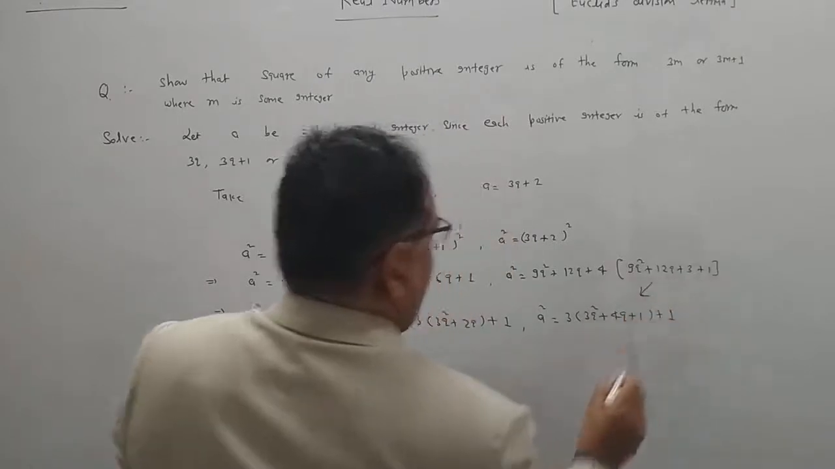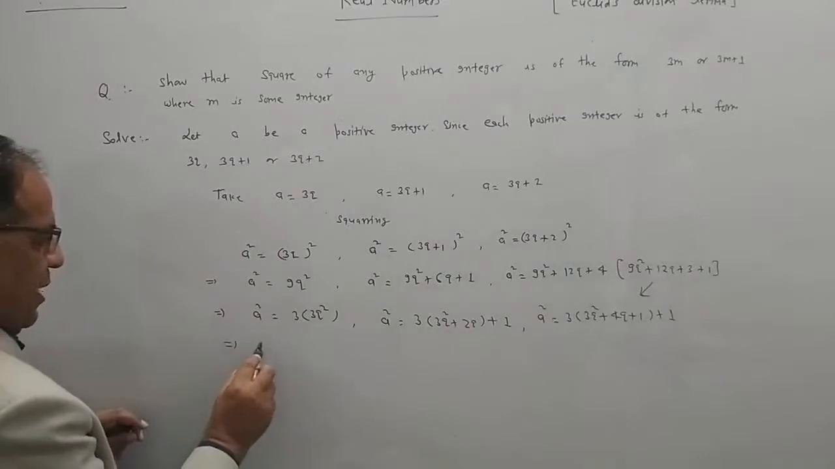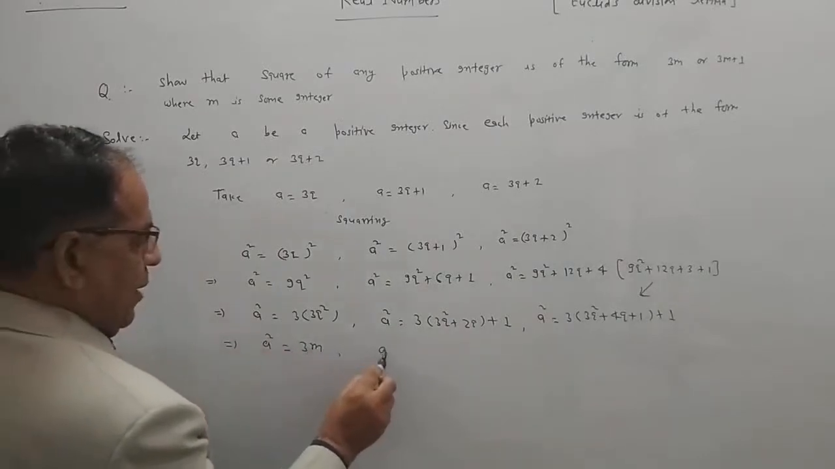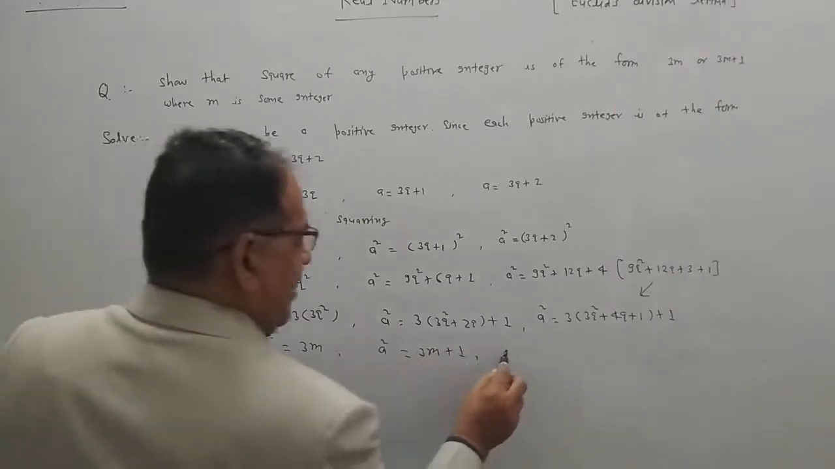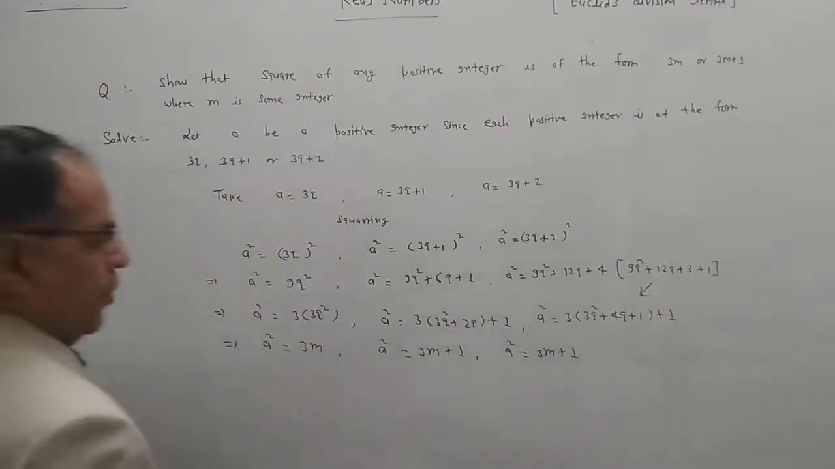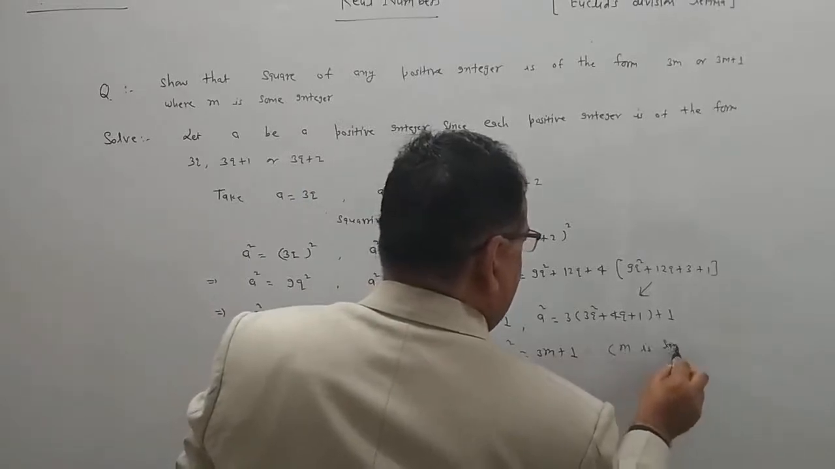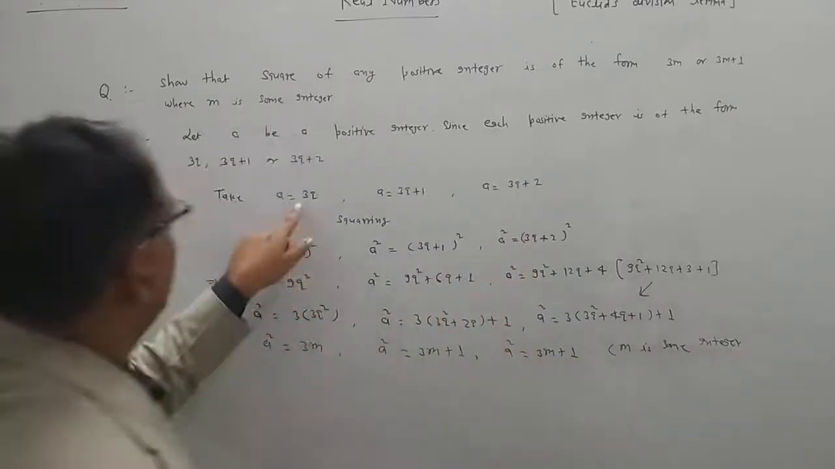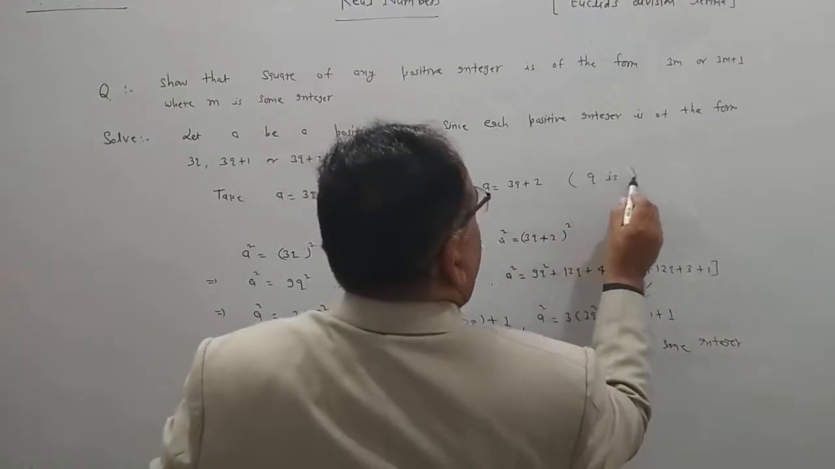So in the next step, this can be written as: now, this can be expressed as a square equal to 3m, a square equal to 3m plus 1, a square equal to 3m plus 1. Here m is some integer. In this format, q is some integer.